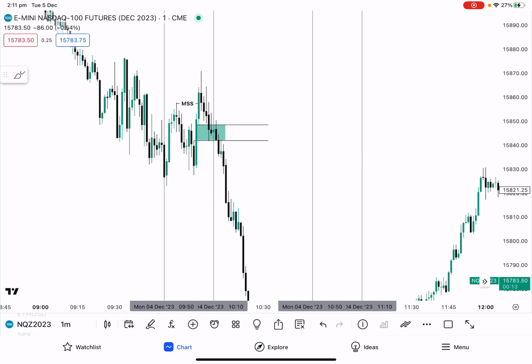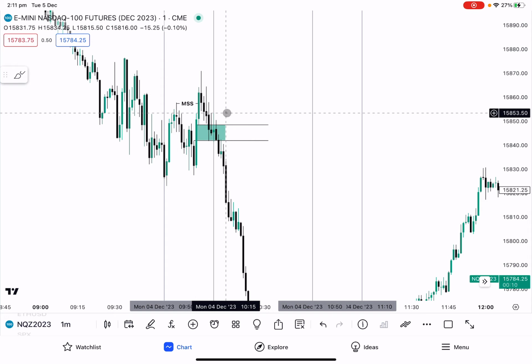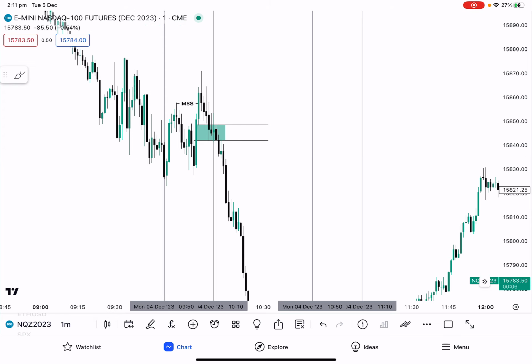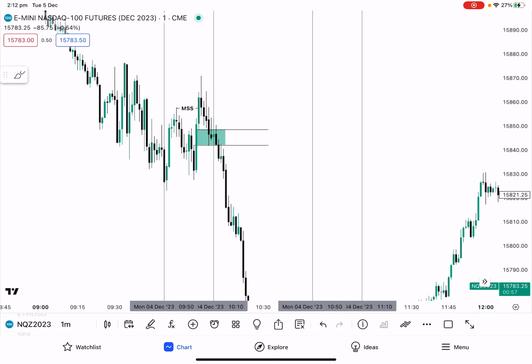If the next candle does not immediately rebalance and displace through and up, then the idea is that price is probably going to head lower, which is exactly what happened, because the next candle closed here, stop loss was here, it got taken out, and this got taken out too, right? So that's how you read fair value gaps, right?